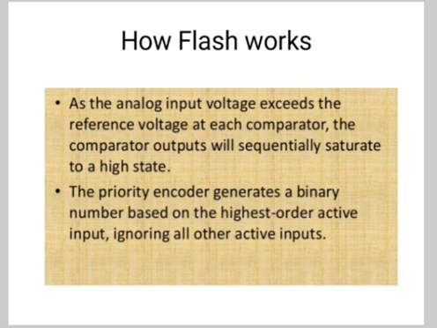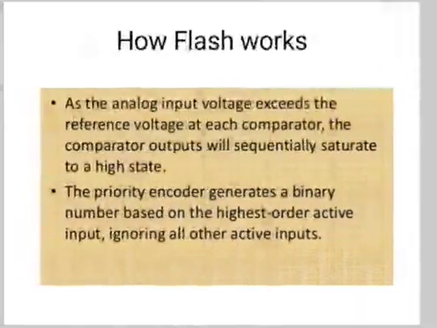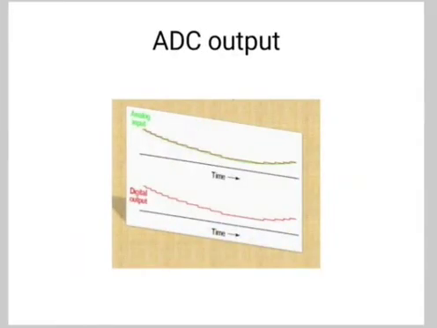When operated, the flash ADC produces an output which is shown in this graph. For this particular application, a regular priority encoder with all its inherent complexity isn't necessary. Due to the nature of the sequential comparator output state, the same highest order input selection effect may be realized through a set of exclusive OR gates, allowing the use of a simpler non-priority encoder.